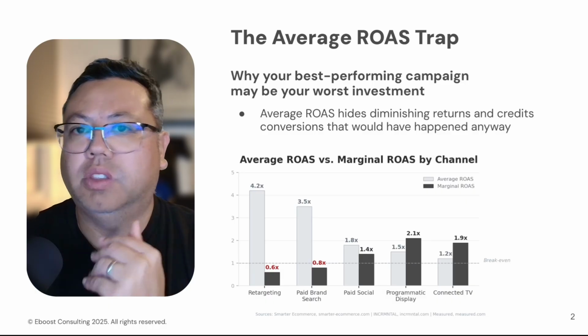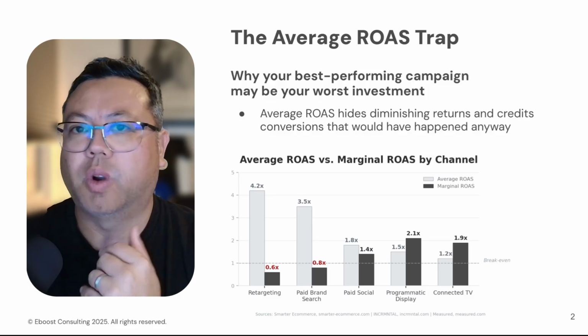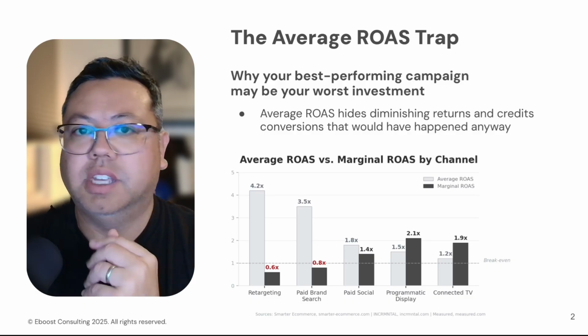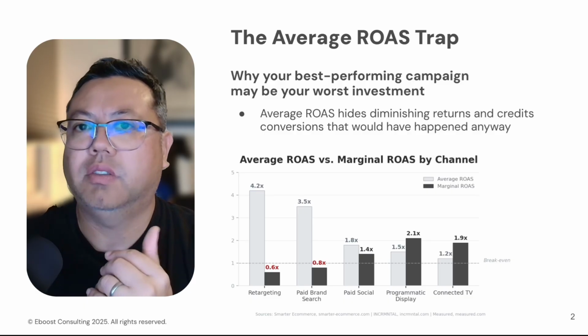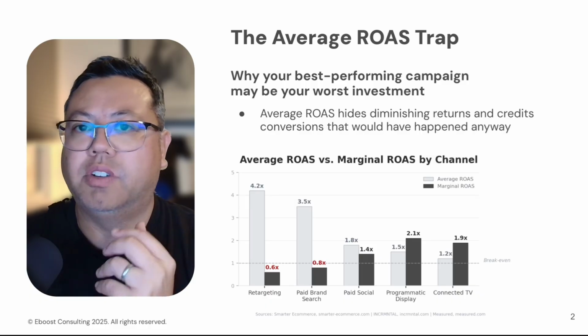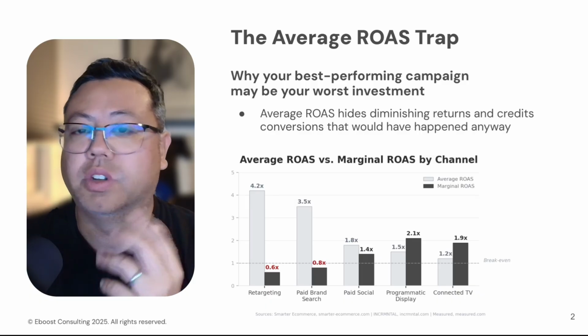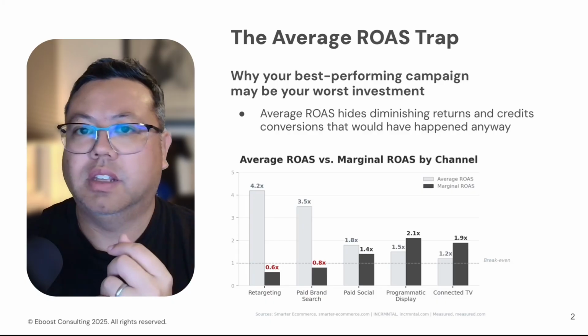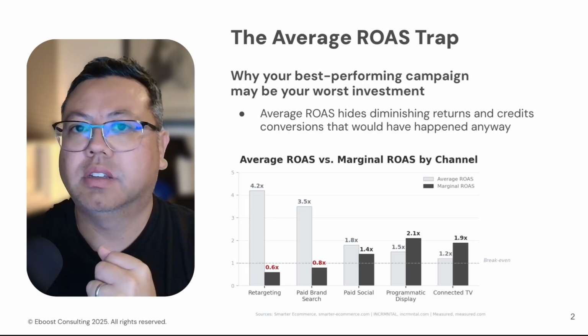A campaign with a 3x average ROAS might have a marginal ROAS of 0.8. That means every new dollar you add to that campaign loses money, right? Meanwhile, a campaign with a modest 1.5 average ROAS might have a marginal ROAS of over 2. It is still climbing. It is underinvested, right?